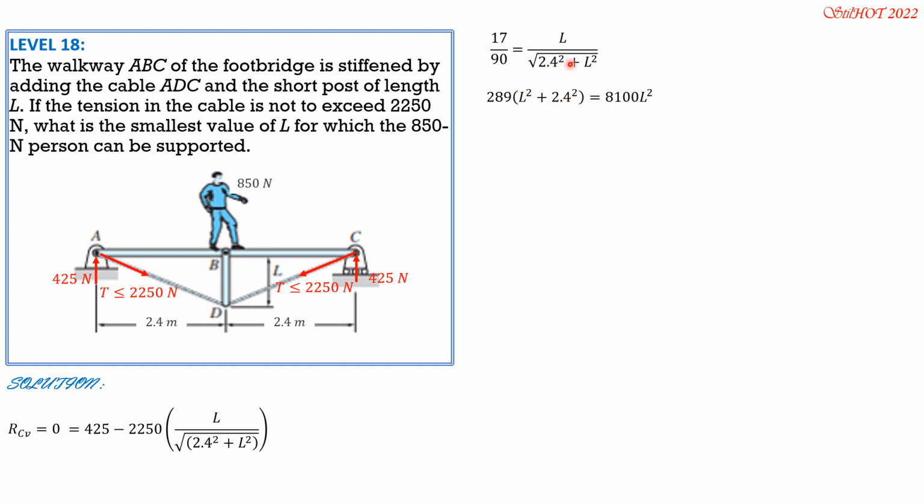By the commutative law of addition, you can do that. Then 90 squared is 8100 L squared. 289 times 2.4 squared equals 8100 L squared minus 289 L squared, which is 7811 L squared. From here, you can solve for L. The shortest value of L is 0.4616 meter.